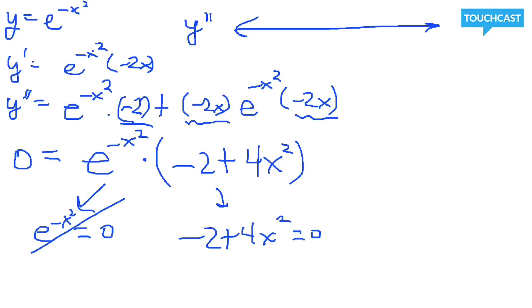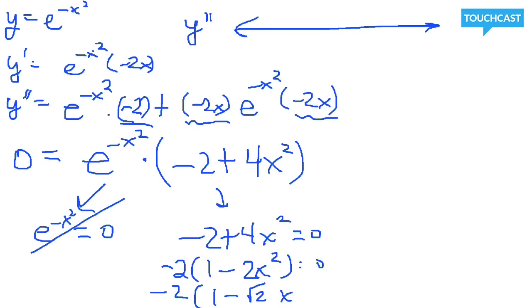So there's lots of different ways to rewrite that. I might like to factor out a negative 2, and this is 1 minus 2x squared equals 0, which I'm going to factor: 1 minus radical 2 x and 1 plus radical 2 x. So now I have 3 things multiplied together to equal 0. But notice negative 2 is never going to equal 0.